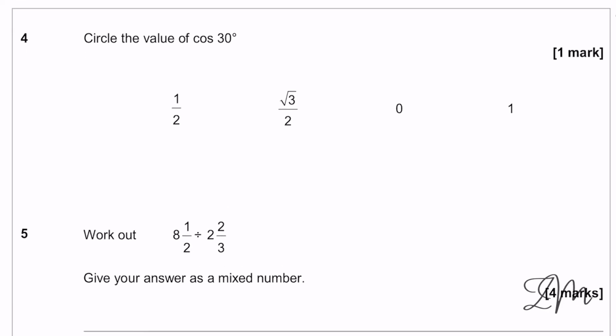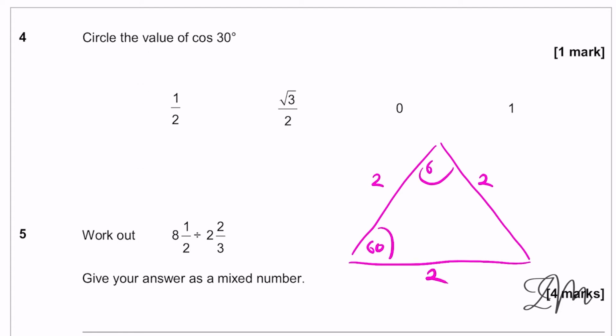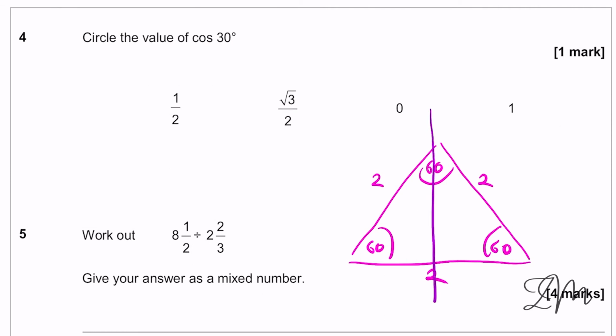Question 4. Cos 30. Okay, so these you've got to learn. But say you're like me and you like to prove things and learning just doesn't click when you're trying to learn these for 30, 60, 90, so on. We're just going to prove them each time. We're going to draw ourselves a triangle. So we've got a 2 by 2 by 2 triangle, an equilateral triangle where all the angles are 60. Now we're going to chop it in half.